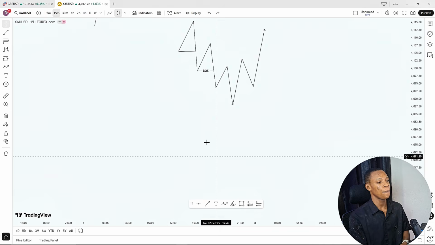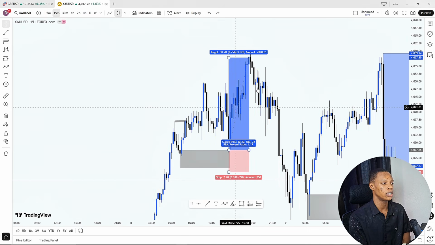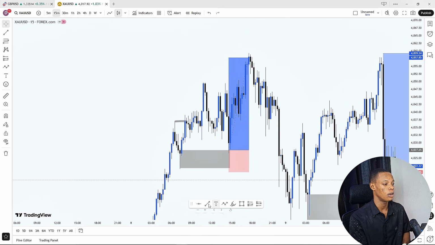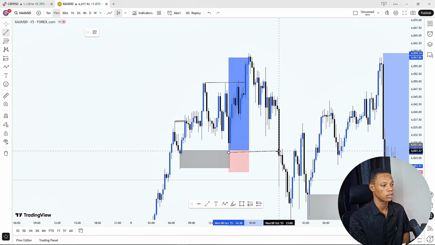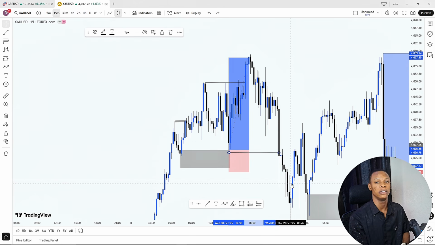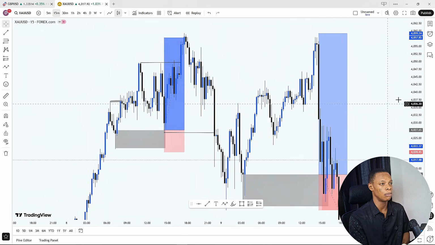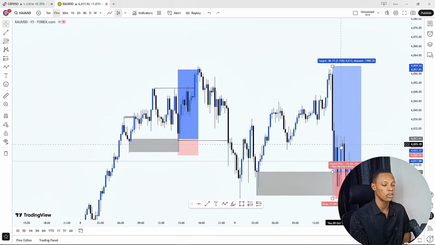Now, if you watch, go down to the change of character at this very zone right here. What happened? It had this break of structure to the upside right there. And if you watch, it had this break to the downside, validating a change of character. You can see that because it's the first time it's doing it. And immediately it did that, what happened? Gold started going down. I guess that was why I lost this very trade.